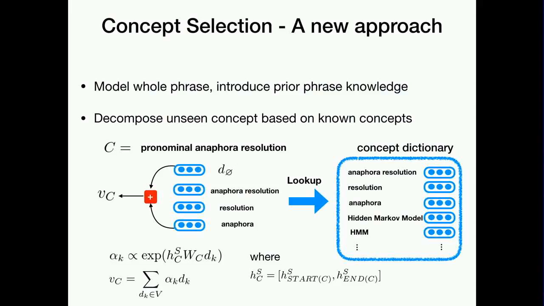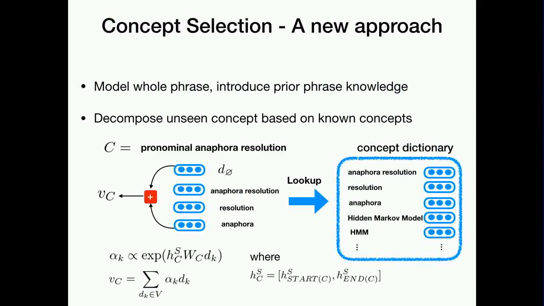The limitation with this approach is that without introducing any prior knowledge of the concept, the automatically learned representation will generalize poorly at test time. So in order to solve that problem, we propose a new approach, which is concept selection.